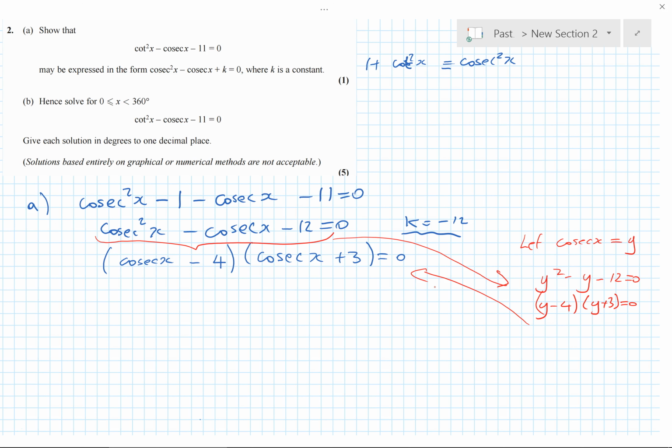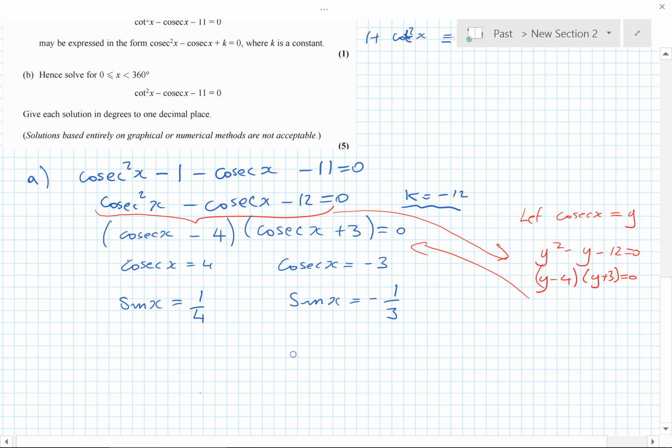We're now very close to being able to solve it because we've got our 2 factors. We have cosec x equals 4 and cosec x equals minus 3. So here, that gives us sine x equals 1/4, and sine x equals minus 1/3. Okay, so let's follow the sine x first of all.